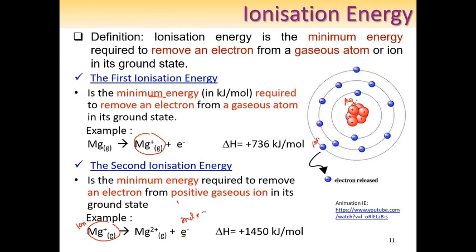Okay, so I hope you don't have a misconception. Sometimes students write this equation where they put 2 electrons for the second IE. You have to remove only one electron, the second electron, from a gaseous ion to form magnesium 2 plus. The charge is already positive 1 here, so if you remove the second electron, it becomes 2 plus. So you don't have to put 2 electrons here.